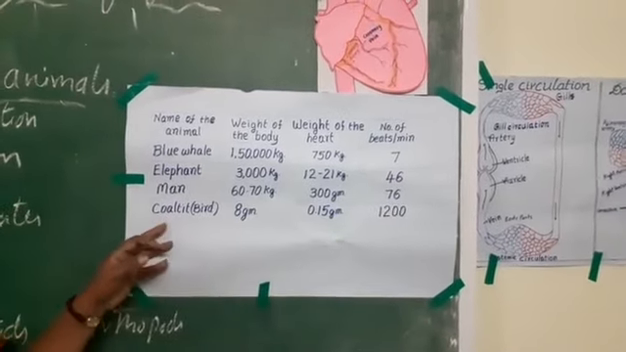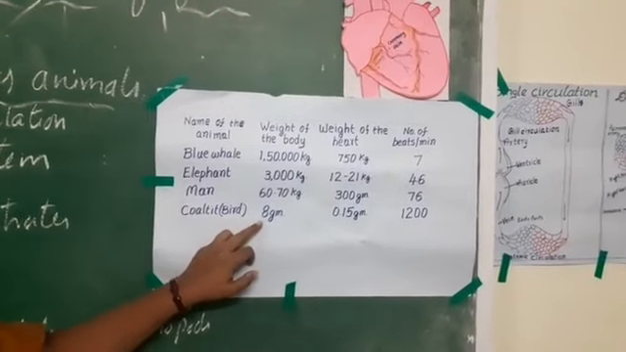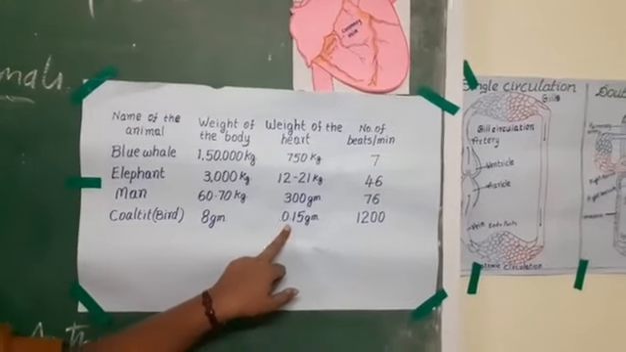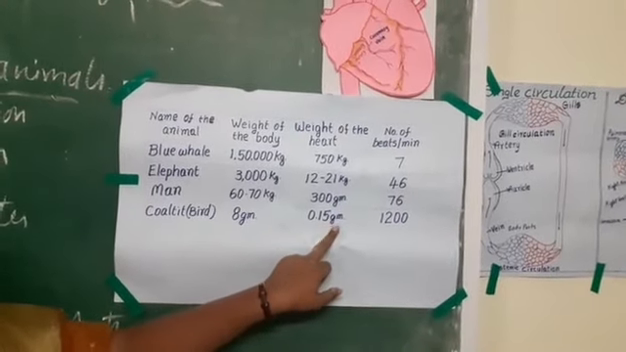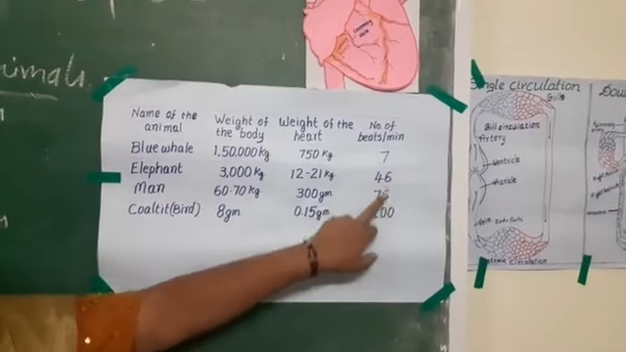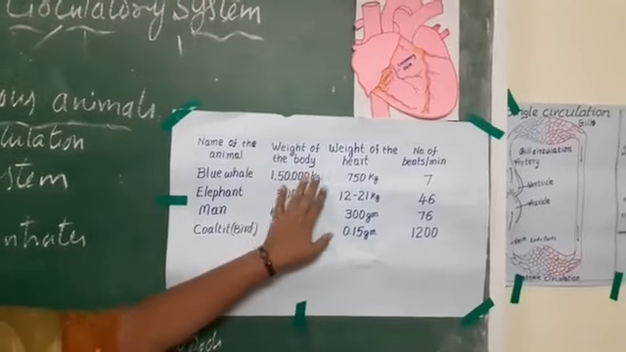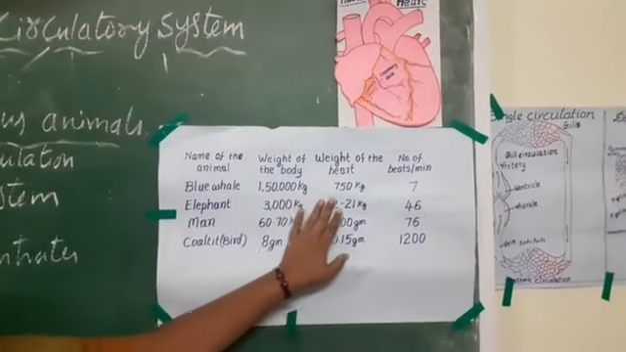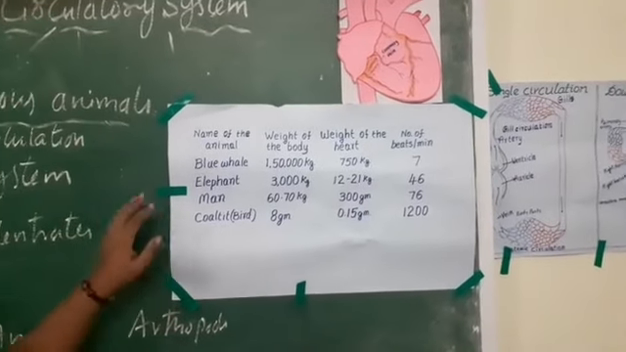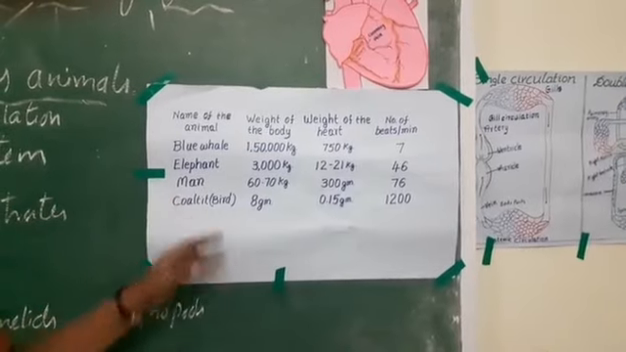And in the fulltick bird, a small bird, the weight of the bird is only 8 grams, and the weight of the heart is 0.15 grams, and it beats nearly 1200 times per minute. So from this it is clear that when the weight of the body increases, the weight of the heart also increases, and we observe a decrease in the heartbeat. That is the relation between the weight of the body and the weight of the heart.